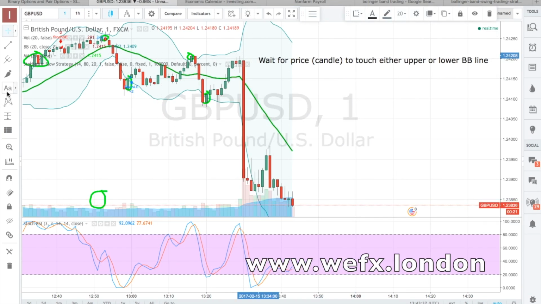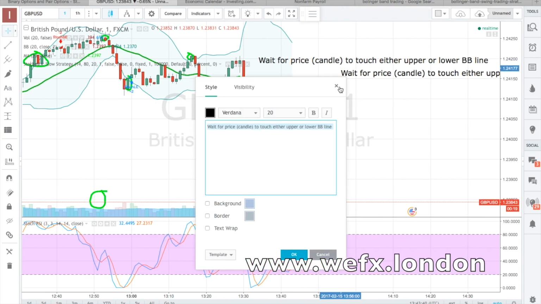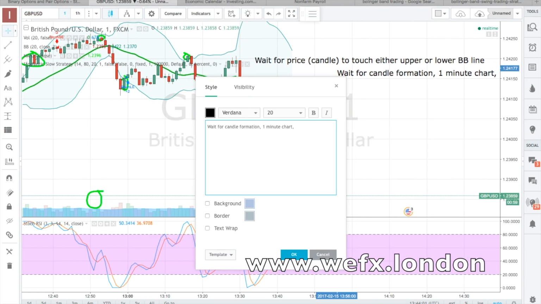Number 2, what we need to do, wait for the candle to form. So wait for candle formation. So we're on a 1-minute chart, and we'll be waiting every 60 seconds. Okay, so wait for candle formation, 1-minute chart.